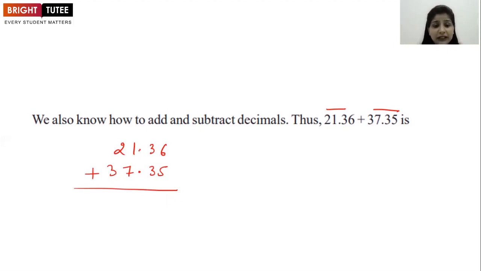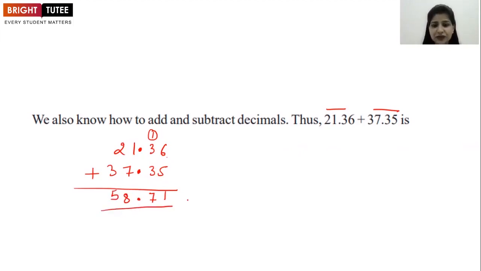Now, the decimal points should come below each other, like they should be in the same single line. So this decimal point is below this, as you can see. Okay, so let's add them. 6 and 5 is 11. You will take one carry here. 3 and 3 is 6 plus 1 is 7. You will put the decimal at the same place after 2 digits. Now 7 plus 1 is 8 and 3 plus 2 is 5. So this is how you add decimals.